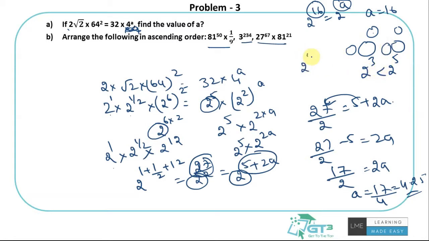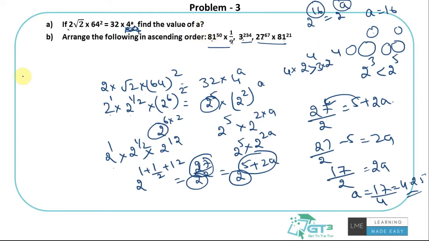Right? If I have 3 into 2 power 4 and this is 4 into 2 power 4, then 4 into 2 power 4 is greater than 3 into 2 power 4. So that is what you need to try to equate. If I see all of them, 81, 9, 3, 27, 81, all of them are powers of 3. So let me try to get all of them to a common base.